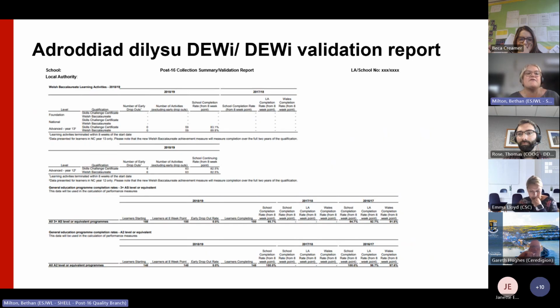The second page then gives information on the Welsh Baccalaureate in year 12 and year 13, and also details of the AS and the A2 programmes, and calculates the completion rate for you. So again, it gives you a feeling of whether what you've submitted is right or not.